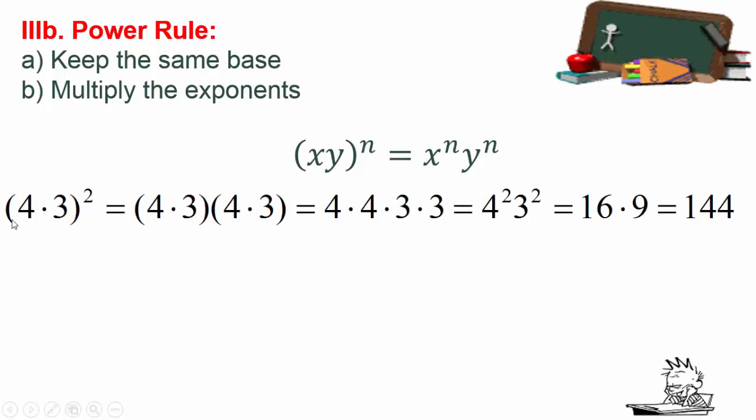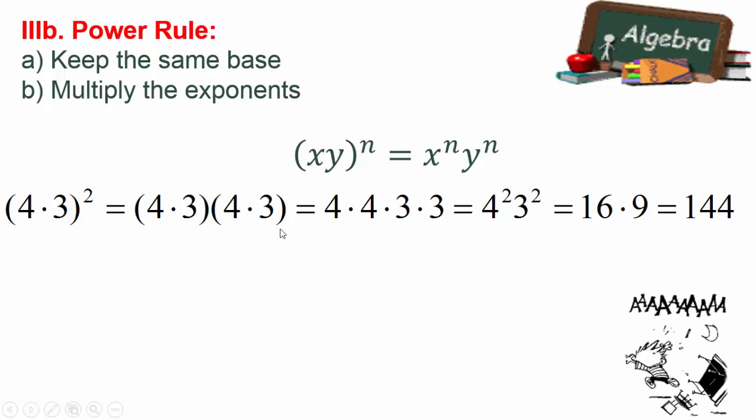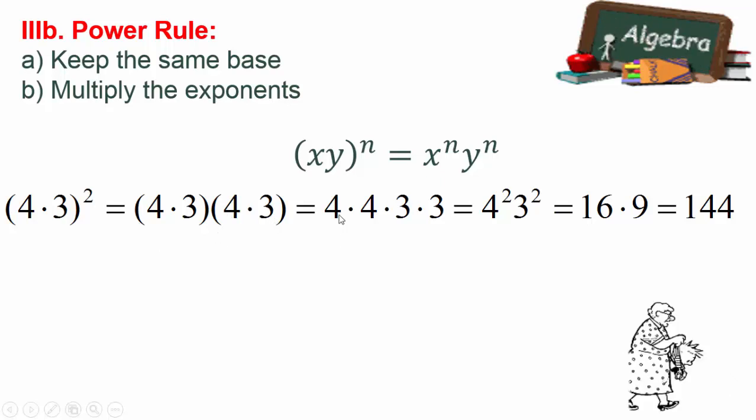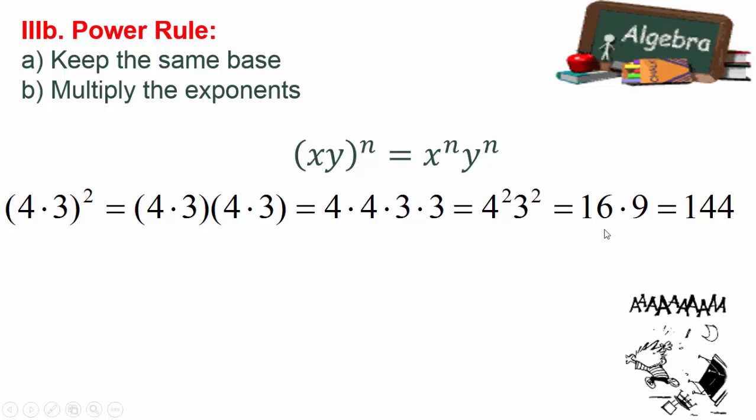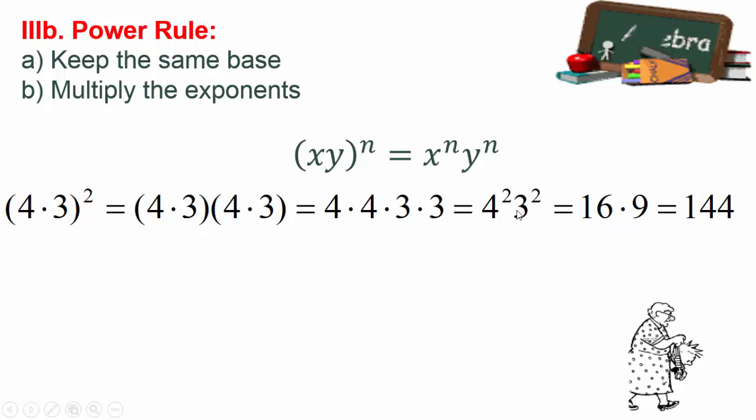And showing an example of how this works, if we have (4 times 3) squared, well, that's the same thing as 4 times 3 times 4 times 3. I just remove the brackets and rearrange it and put the 4's together and the 3's together, and that's the same thing as 4 squared times 3 squared, and then I worked it out in detail. 4 squared is 16, 3 squared is 9, and that's how I got 144.